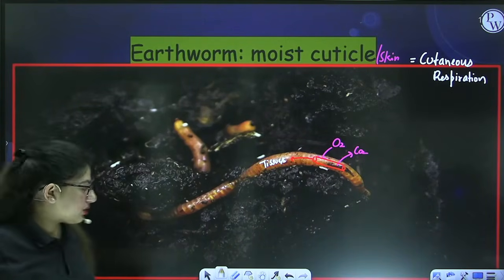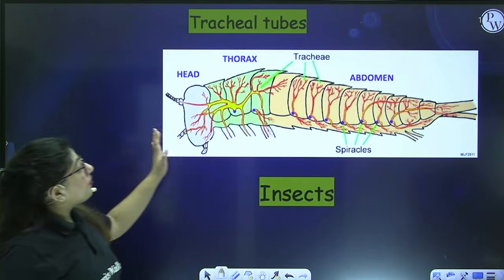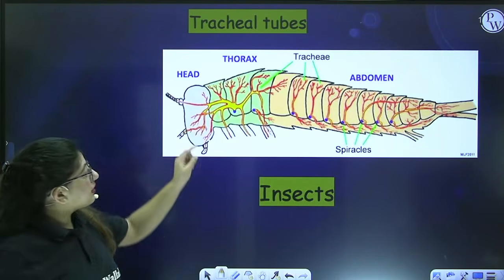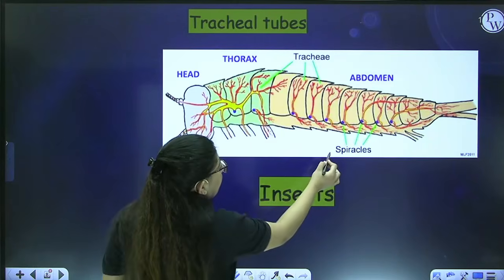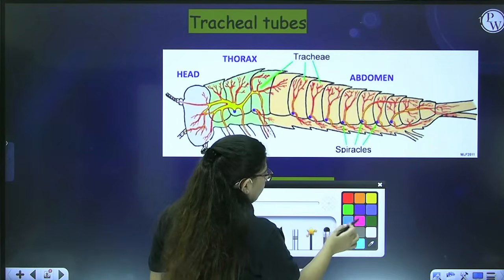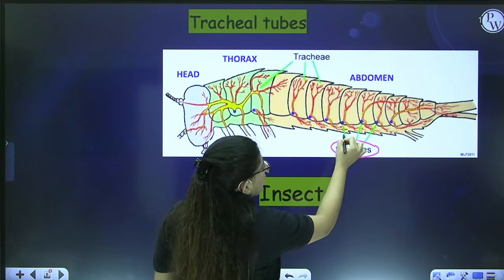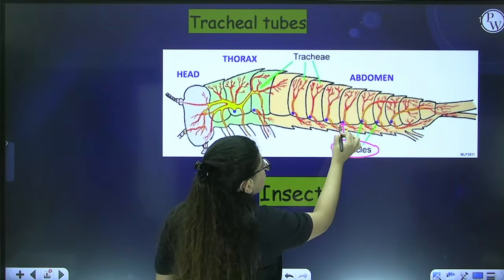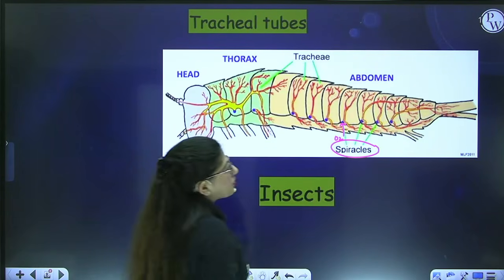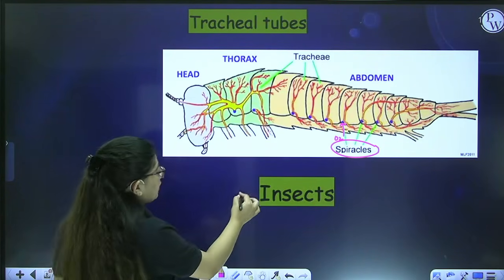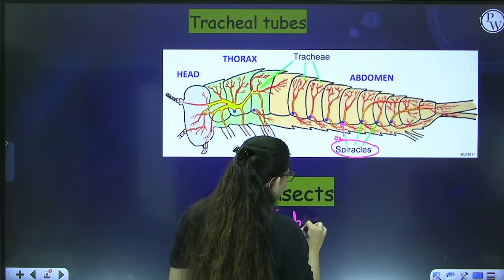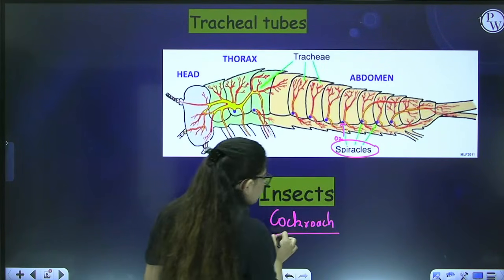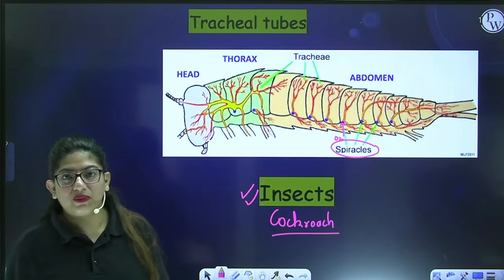Fine. Next one. Then we have tracheal tubes. The trachea are small tube-like structures. They innervate the body tissues, and they have small openings known as spiracles. So spiracles are openings through which the oxygen enters, and through these tubes it goes to the tissues. And this type of arrangement, you can see in insects. In insects, the best example we have is the cockroach. We have already studied the cockroach, guys. So in the cockroach, we have this type of system.